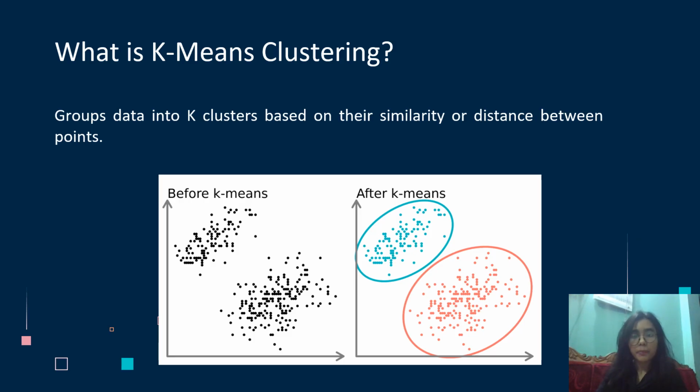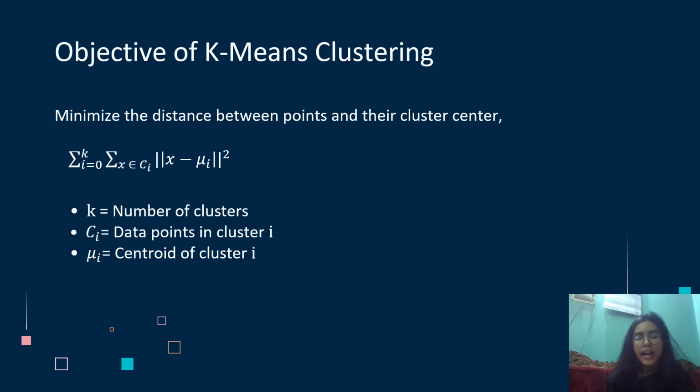Now, what is K-means clustering? K-means is an algorithm that groups data into K clusters based on similarity or distance between points. It's unsupervised, meaning it works without labeled data. From the figure, we can see there is an unlabeled group of data. After K-means, it constructed two groups of clusters. Each cluster groups together data points that are closer to each other than to points in other clusters. The algorithm tries to minimize the total distance between each point and its assigned cluster center.